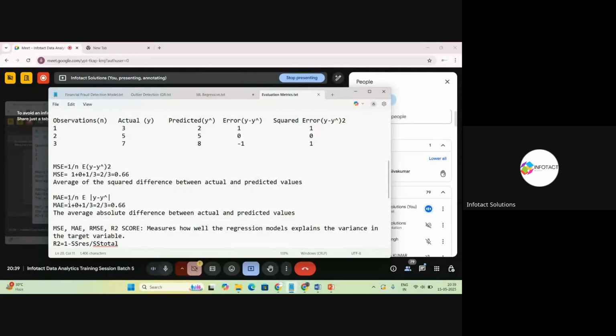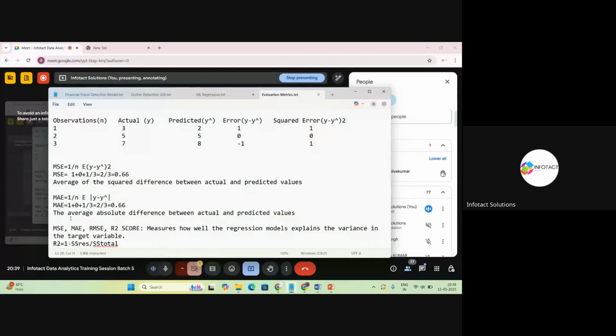Then, what is mean absolute error? The mean absolute error formula is the magnitude of the difference between actual and predicted, 1 upon n, where n is 3. Then the magnitude of 1 plus 0 plus minus 1. Magnitude means 1 plus 0 minus 1, then we remove the magnitude, so it is 1 plus 0 plus 1 upon 3, which is equal to 2 by 3.